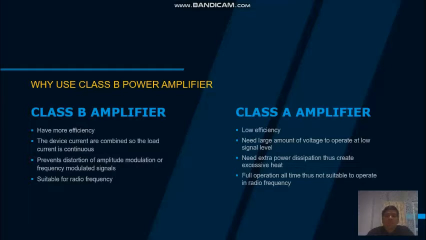Devices operating in class B are used in linear amplifiers, so called because the radio frequency output power is proportional to the square of the input excitation. This characteristic prevents distortion of amplitude modulated and frequency modulated signals passing through the amplifier.